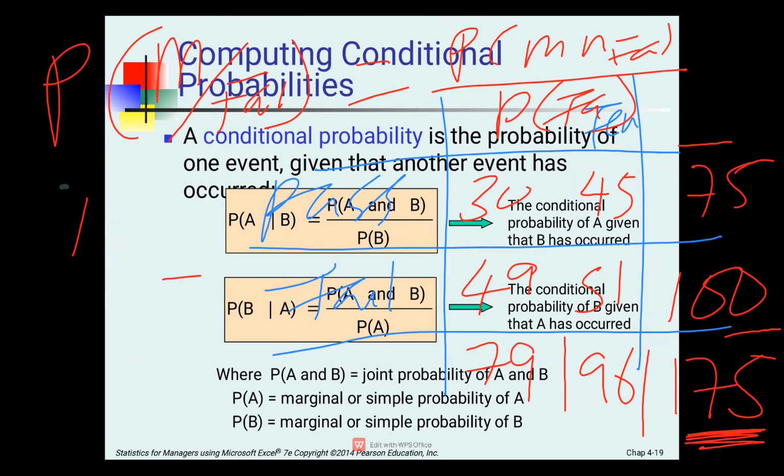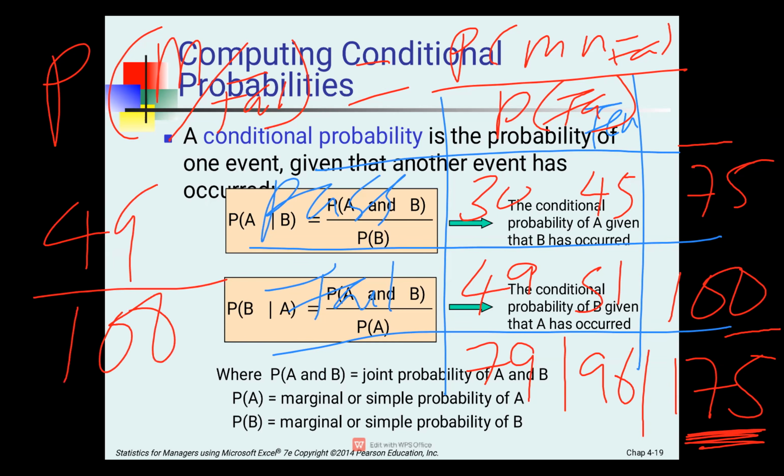Have you seen? Male intersection fail is still 49, but the denominator is total failing, which is what? 100. Have you seen the way it is moving? This is what we mean by conditional probability. So first you get the condition, then you write what you are asking, then you follow. You see that intersection over this denominator. Is that okay?